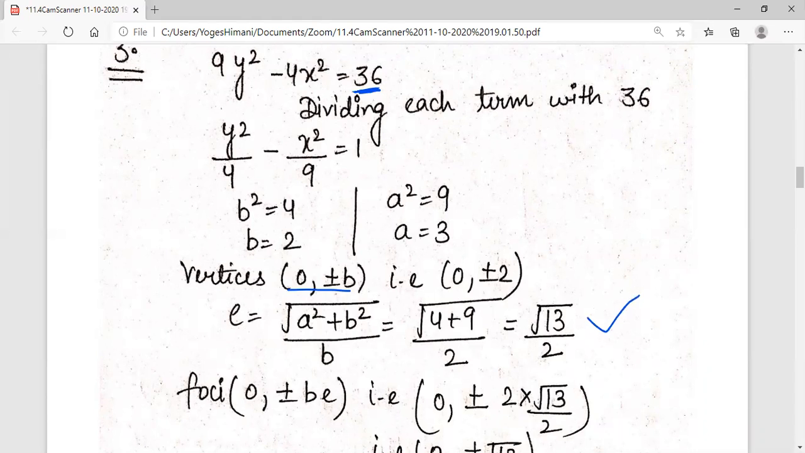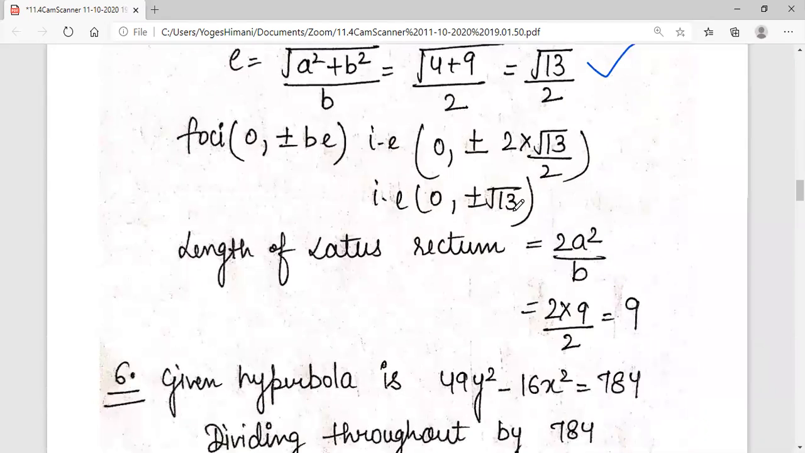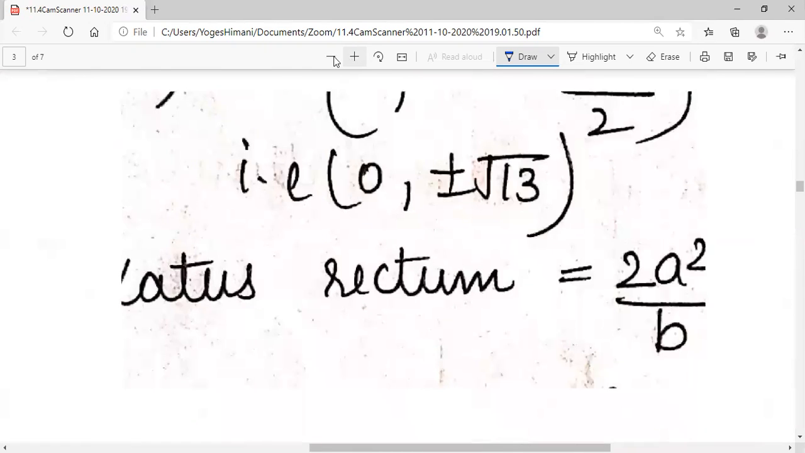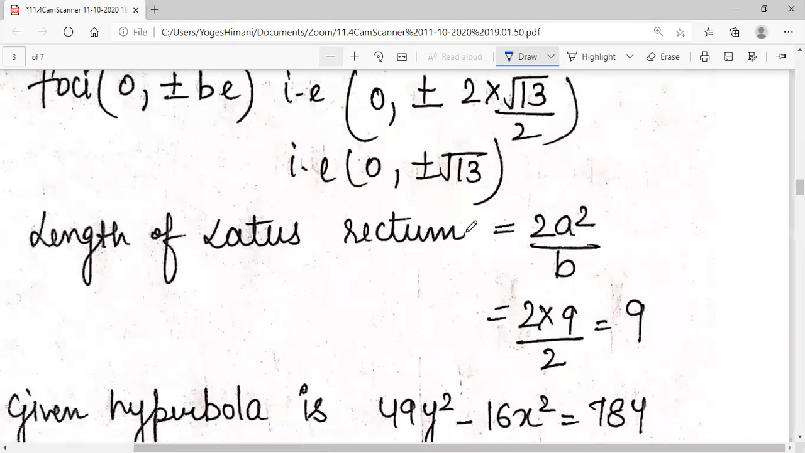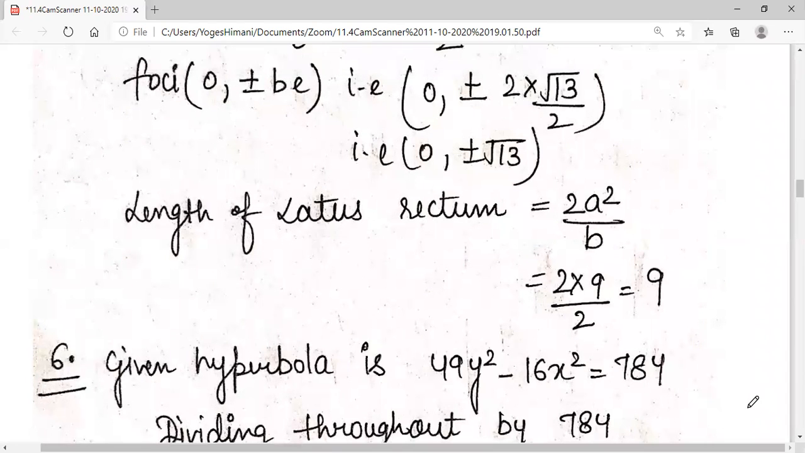Now, what is the formula for focus point? 0, comma plus minus be. B and E value, and we will get 0 comma plus minus under root 13. Next, length of latus rectum. What is the formula? 2a square by b. 2 into 9 by 2 is equal to 9. Question number fourth and fifth, students, you have to try because they are totally same, like question number 1, 2, 3. Now question number 6 is also same.